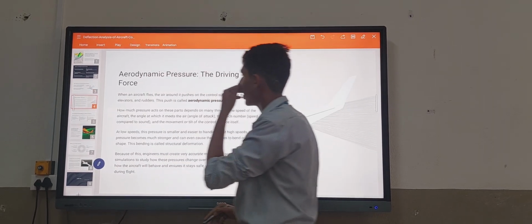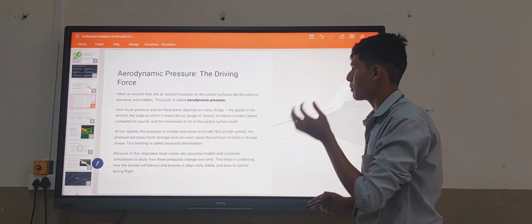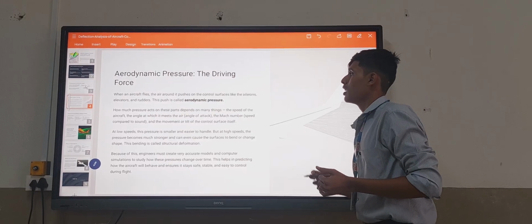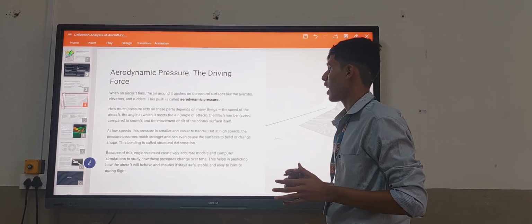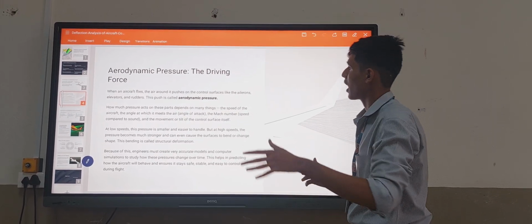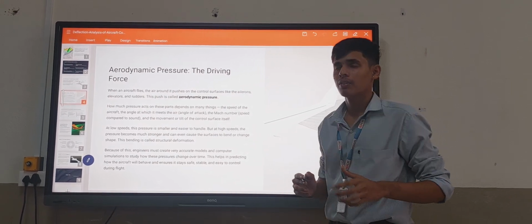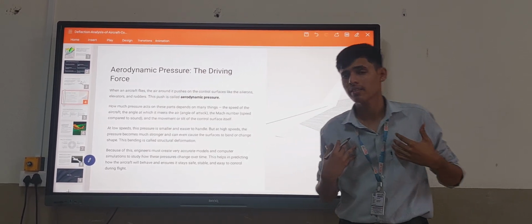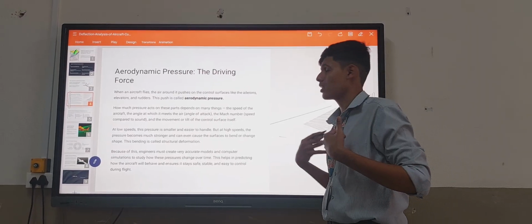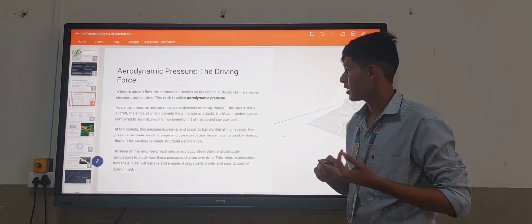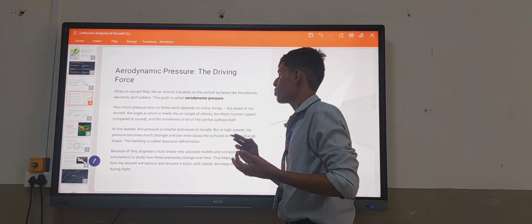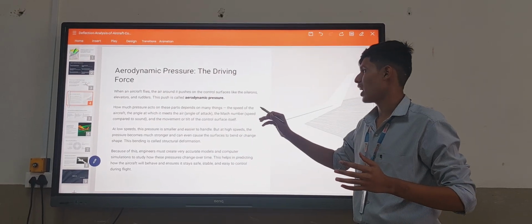And talking about aerodynamic pressure, what is aerodynamic pressure? When an aircraft flies, there are pushes on the control surfaces like the ailerons. During flight, they are working on control surfaces like the elevators, ailerons, and rudder. This push on the airplane is called the aerodynamic pressure.